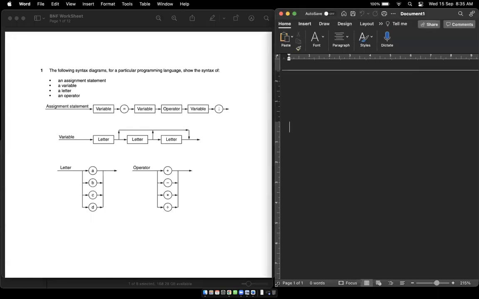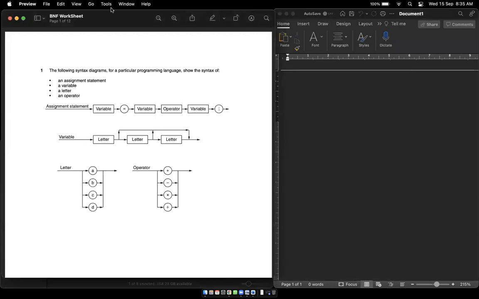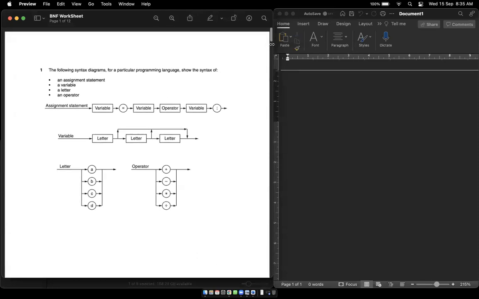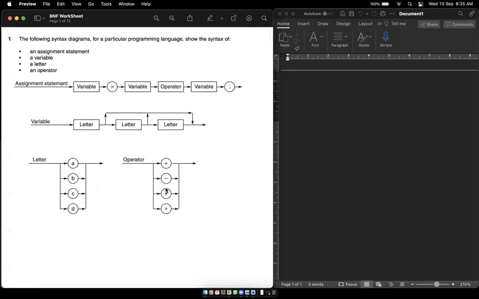Now, let's look at a few examples from your Cambridge exams, and this will give you a good idea of how a particular question is supposed to appear and how you are supposed to solve BNF related questions in your exam. Okay, so let's look at this first question.